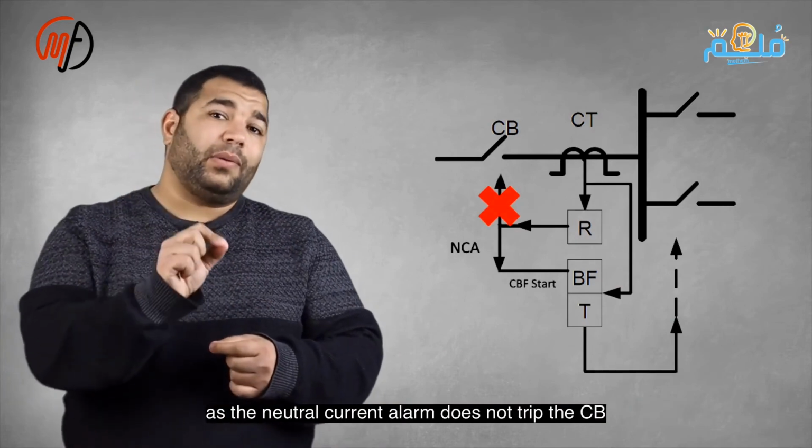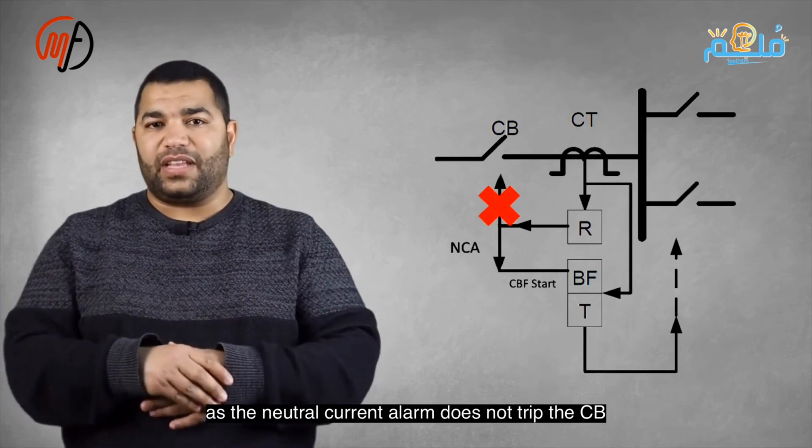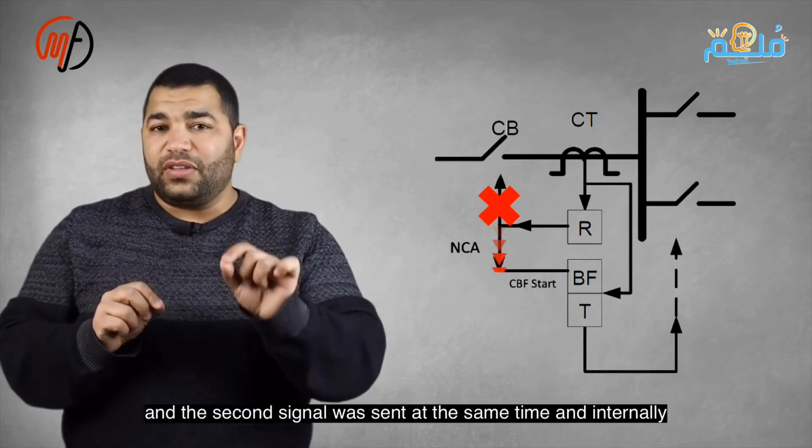The neutral current alarm doesn't trip the circuit breaker. Logic was added to prevent CBF start if the neutral current alarm is triggered.